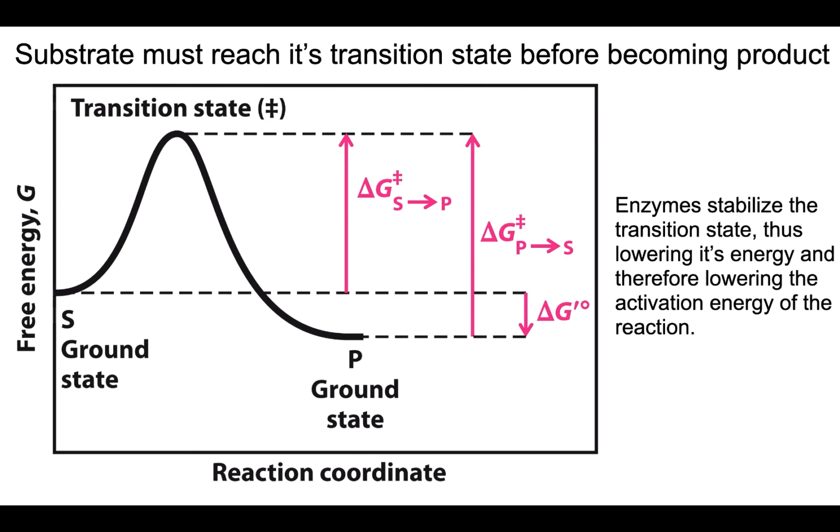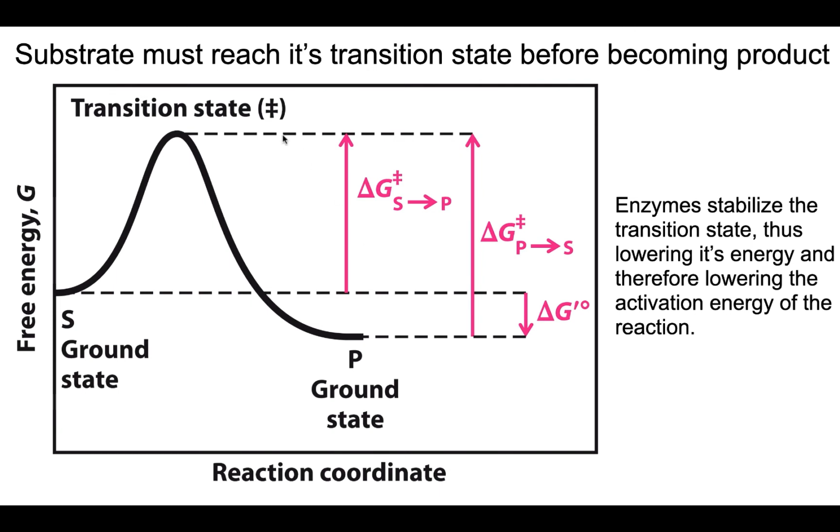Now, this reaction here is not catalyzed by an enzyme. What we have on the y-axis is free energy, G. On the x-axis, we have reaction coordinate. Here's our substrate, S. It has this much energy. Here's the product, P. It has this much energy. Remember, delta G is the energy of the product minus the energy of the substrate. If it is negative, it's an exergonic reaction, and sure enough, the energy of the product is less than the energy of the substrate, and so this reaction is indeed exergonic.